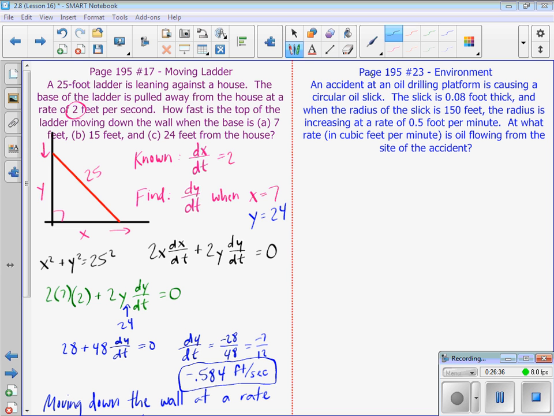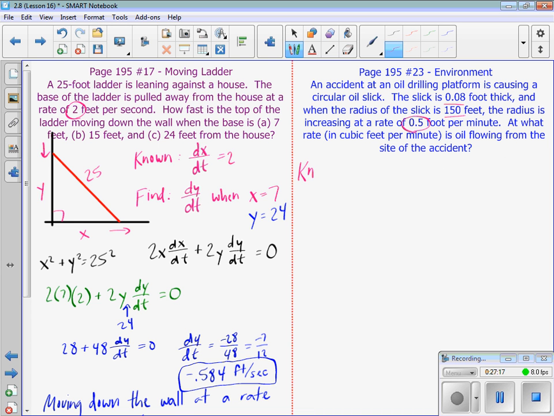Okay, so last example here, an accident at an oil drilling platform is causing a circular oil slick. So it's perfectly circular, okay? The slick is 0.08 feet thick. So that number we're probably going to be using for something. And when the radius of the slick is 150 feet, the radius is increasing at a rate of 0.05 foot per minute. So at what rate in cubic feet per minute is oil flowing from the site of the accident?